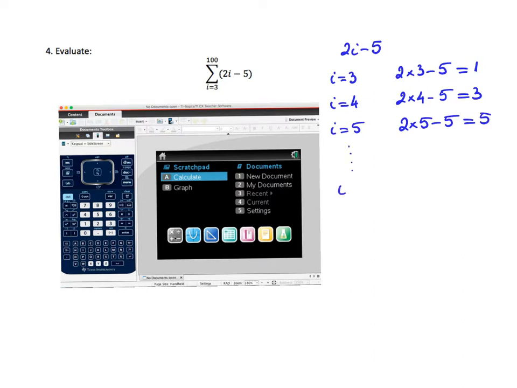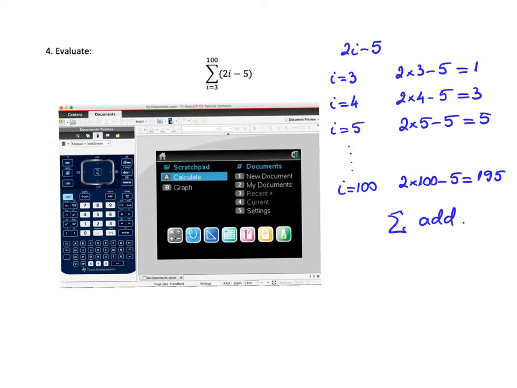Up to the very last term, which is for i equals 100, which I see up here, and I get 2 times 100 minus 5 is 195. Sigma symbol means that I add all those numbers.